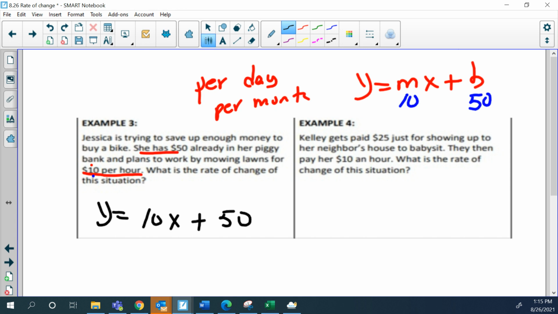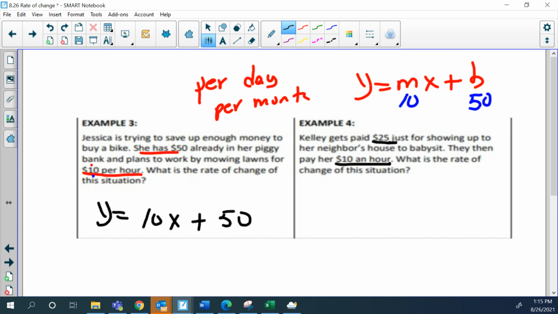Okay, let's look at the problem now. Kelly gets paid $25 for just showing up. So when she gets to the house, she has $25. So that's going to be her initial value. That's going to be the B. And then they pay her $10 per hour. So that's going to be the rate of change. That's going to be M.